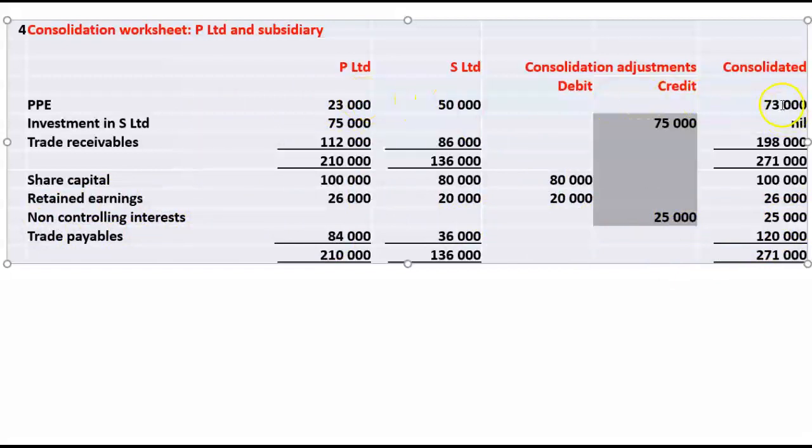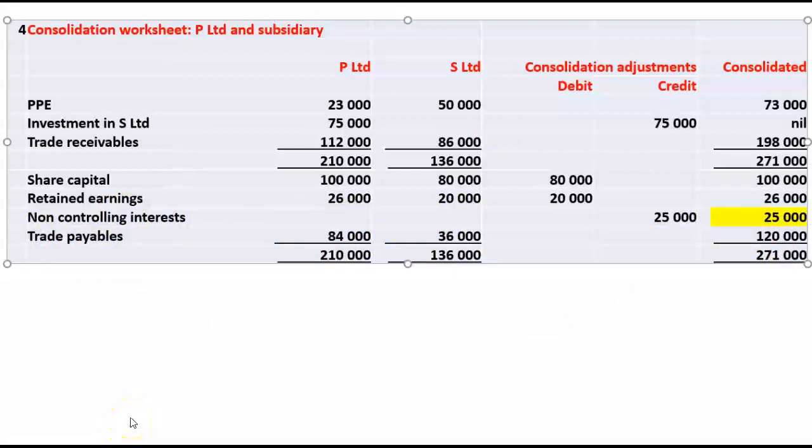Now for the rest, it's only an adding sum. 23 plus 50 equals 73. 112 and 86 is 198. Share capital will only be that of the holding company. Retained earnings is only that of the holding company. Non-controlling interest is now going to be added there, 25,000. And trade payables is going to be the sum total between the two.